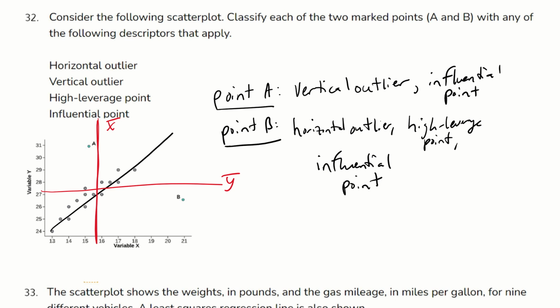Okay, so hopefully you understand the meaning behind these different terms. Again, if it's influential, it's going to affect a bunch of stuff, which means it's going to be an outlier. So if it's an outlier, it's an influential point, vice versa there. But not all outliers are high leverage, right? Some outliers are just vertical outliers, in which case they're not high leverage.